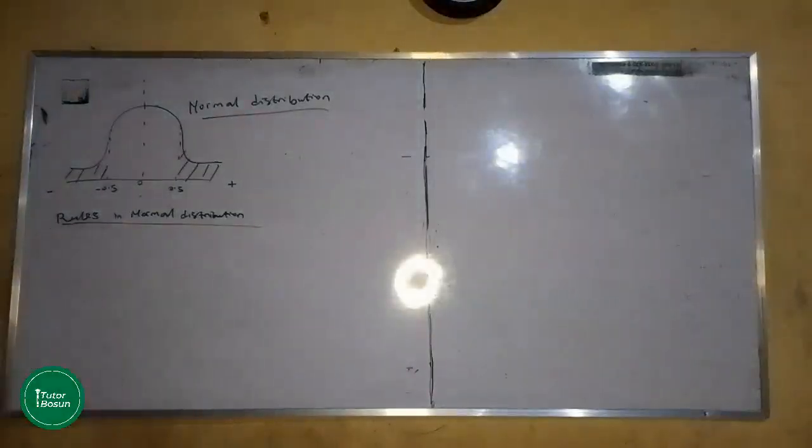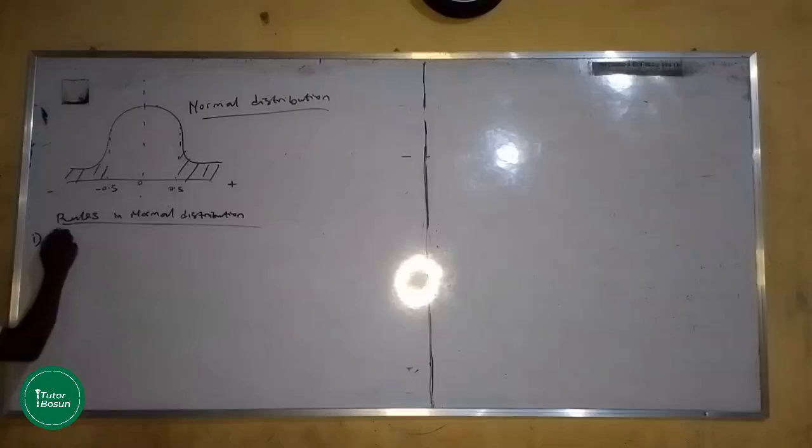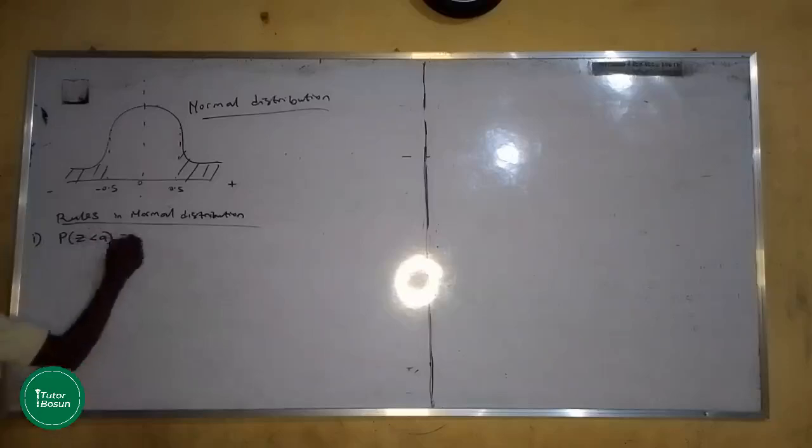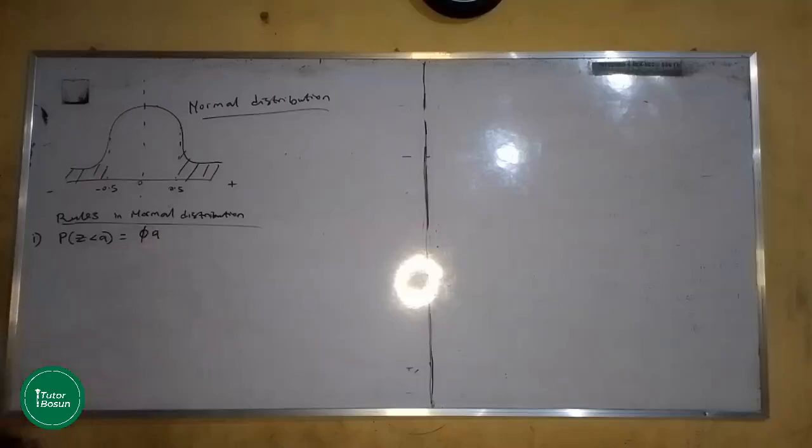So what are the rules in normal distribution? The first one says the probability of z less than a is equal to Φ(a). The probability of z less than a is equal to Φ(a).